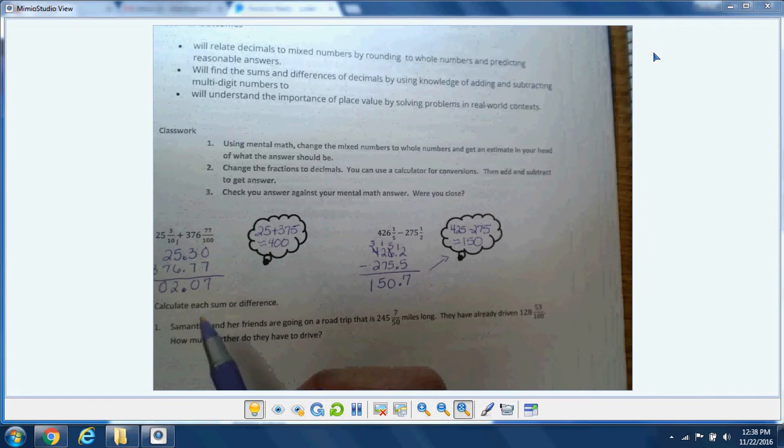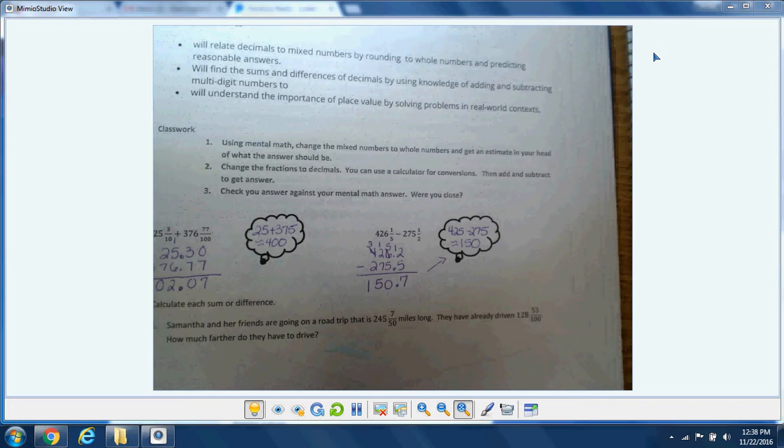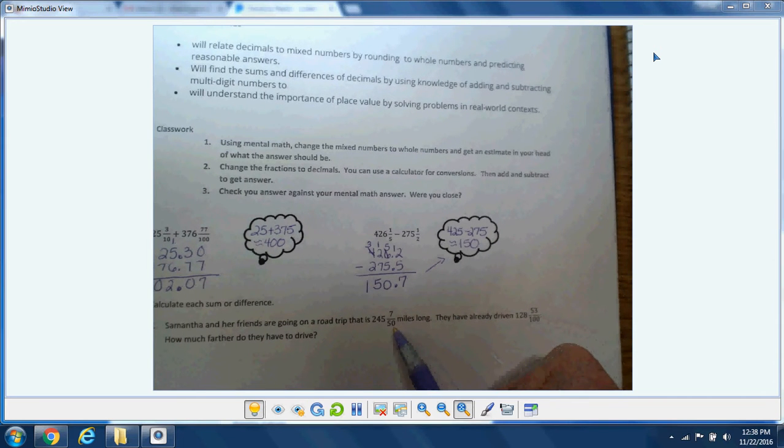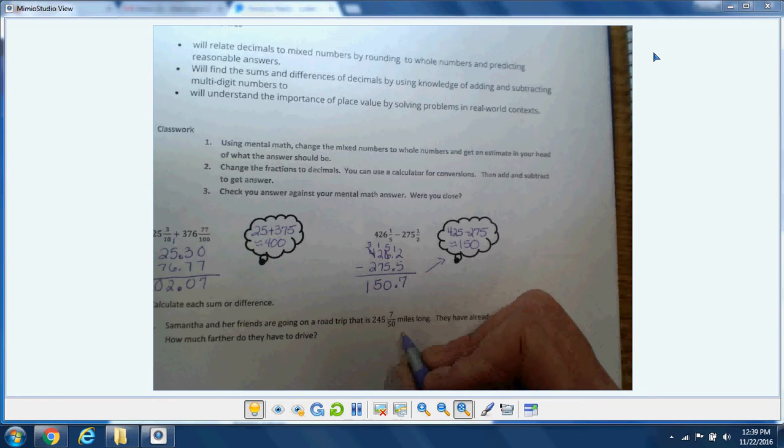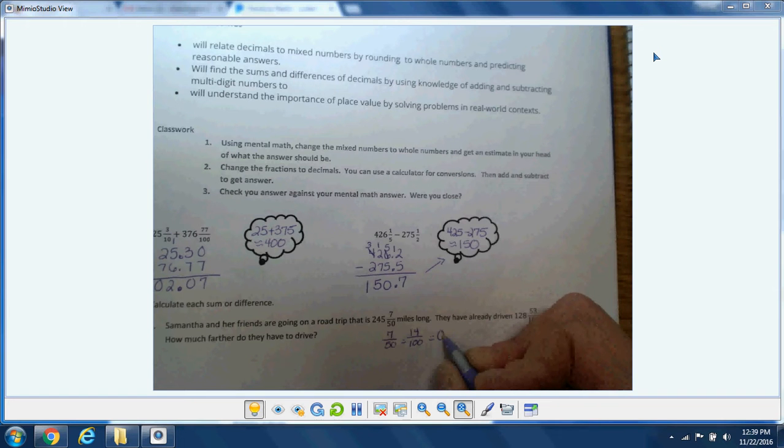So now the rest of the paper is just calculating your sums and your differences. Sometimes you have numbers like this, 7 over 50. You can say in your head, hey, I can make that into 100. 7 over 50 equals 14 over 100, which equals the decimal 0 and 14 hundredths.